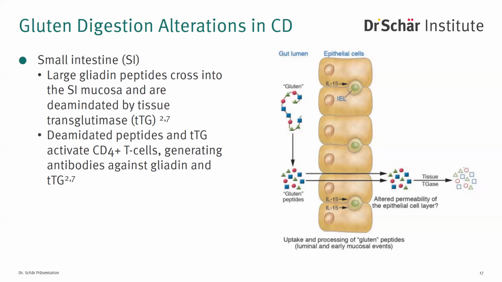The image on this slide takes us back to that small intestinal epithelial barrier. You'll see on the left side, in the gut lumen, the large undigested gliadin peptides cross into the small intestinal mucosa and are deaminated by tissue transglutaminase. Once they cross, these altered peptides in the TTG activate CD4 T cells, generating antibodies against gliadin and TTG.